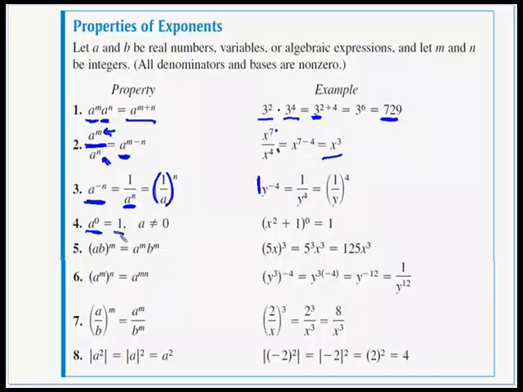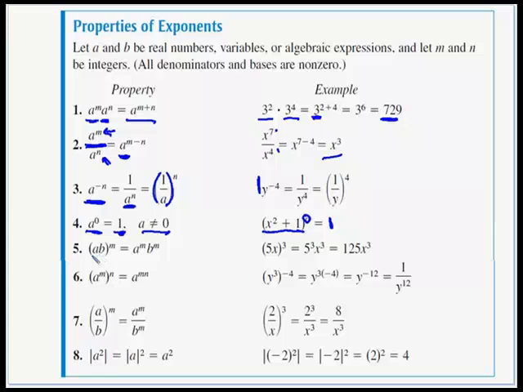A to the 0 is equal to 1, as long as a does not equal 0. Anything raised to the exponent of 0 is 1. Here we have a quantity in parentheses, x squared plus 1. Doesn't matter what this is in here, it's all to the 0 power. No matter what, that's equal to 1.